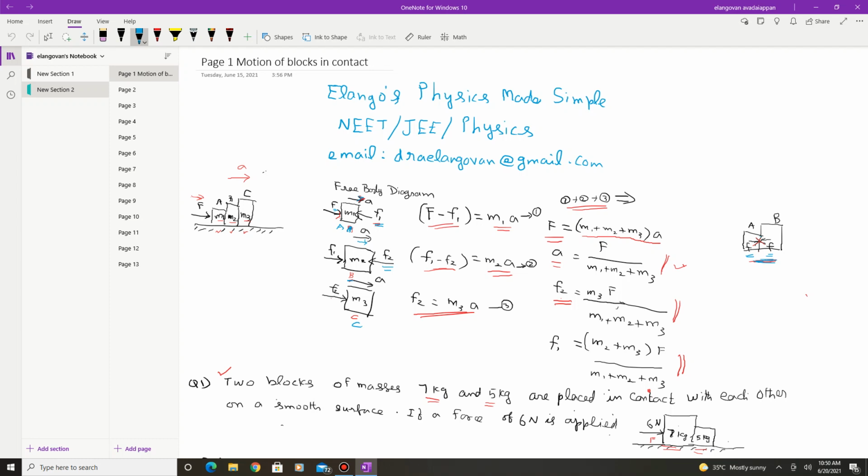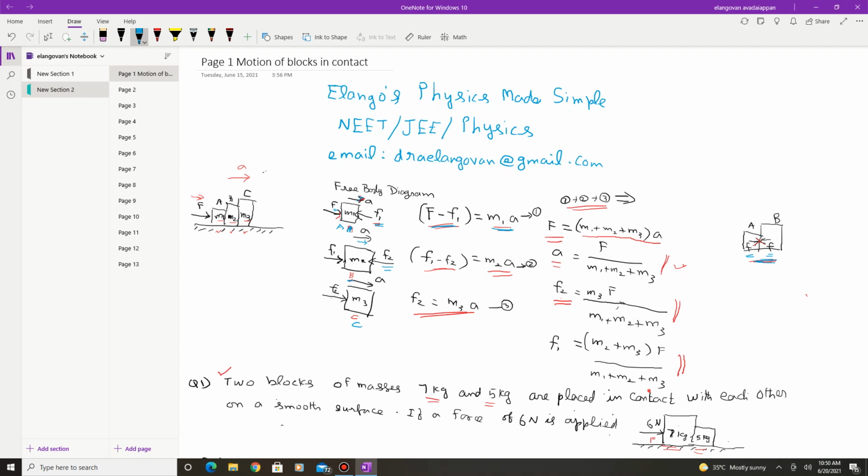Now, if you consider the first block, let us write down the equation of motion. Here, capital F is the external force acting on the block, and F1 is the contact force. Since the body is moving towards the direction of the force, F must be larger than F1. So F minus F1 is equal to m1A. This is your equation 1.